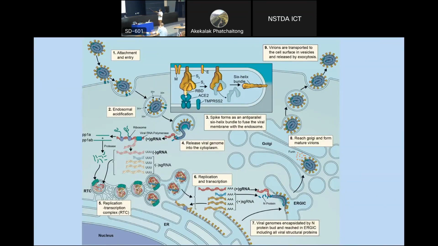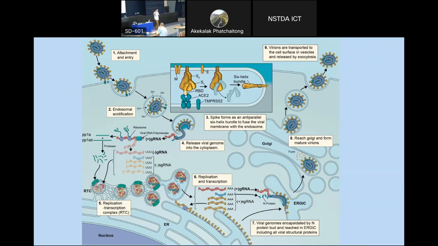This is the life cycle of SARS-CoV-2. On the left corner, you can see how it's entering the cell with the spike protein binding to the ACE2 receptor, and then the RNA is getting released and multiplied and repacked and released.